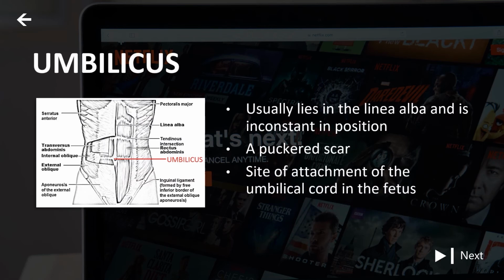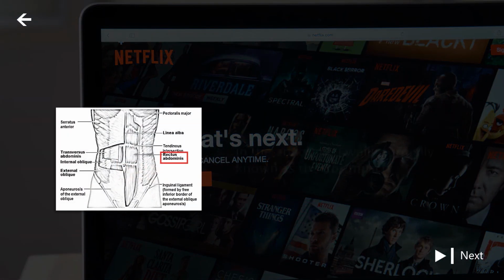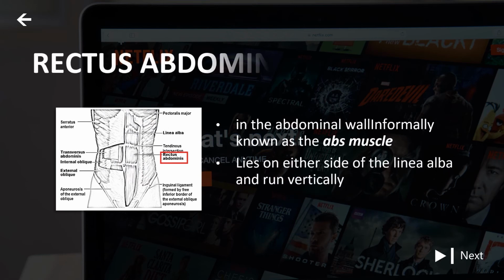Umbilicus. The umbilicus lies in the linea alba and is inconstant in position. It is a puckered scar and is the site of attachment of the umbilical cord in the fetus. Rectus abdominis. The rectus abdominis muscles lie on either side of the linea alba and run vertically in the abdominal wall. They can be made prominent by asking the patient to raise the shoulders while in the supine position without using the arms.